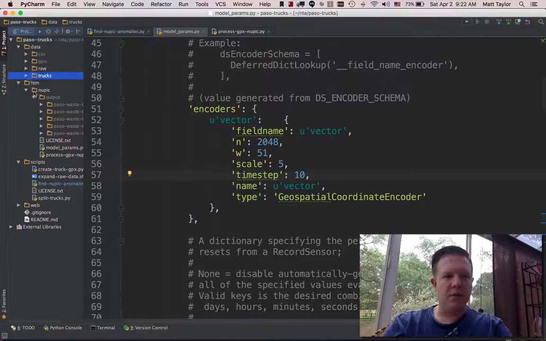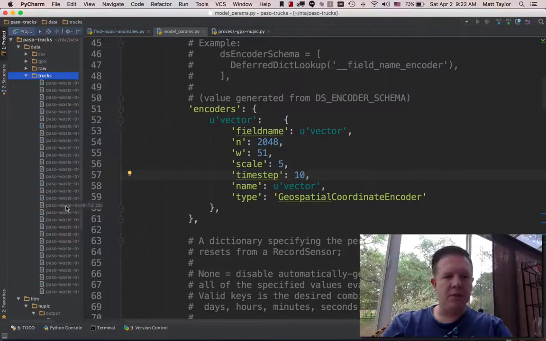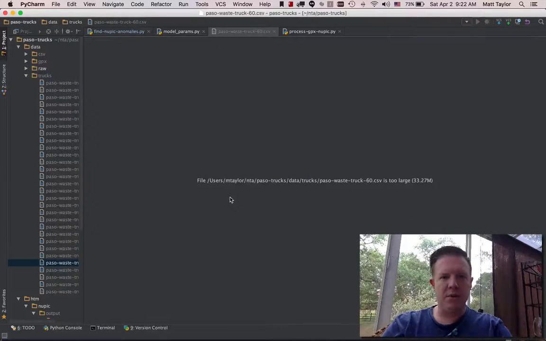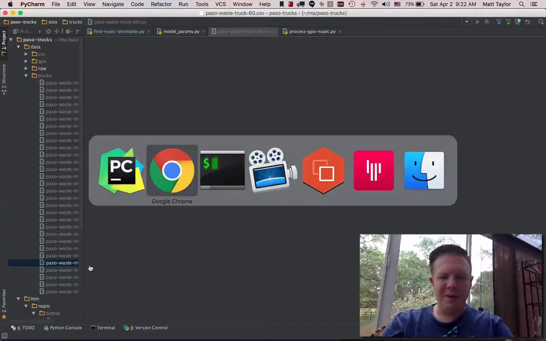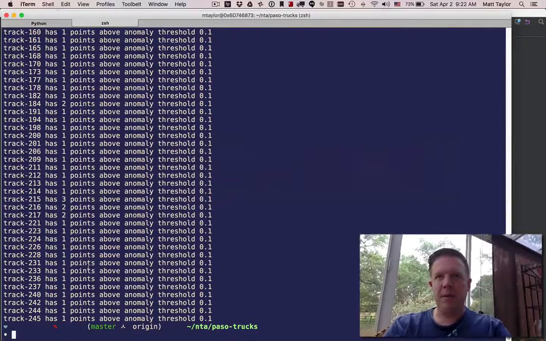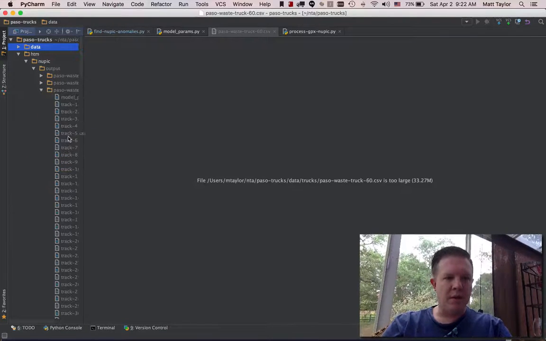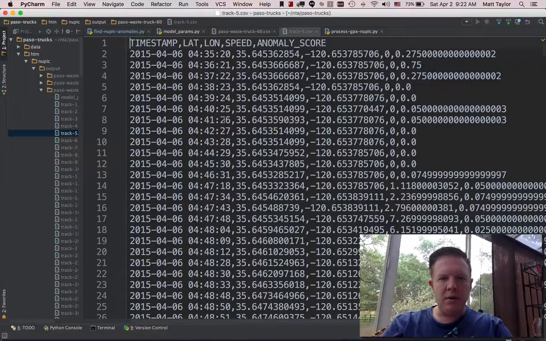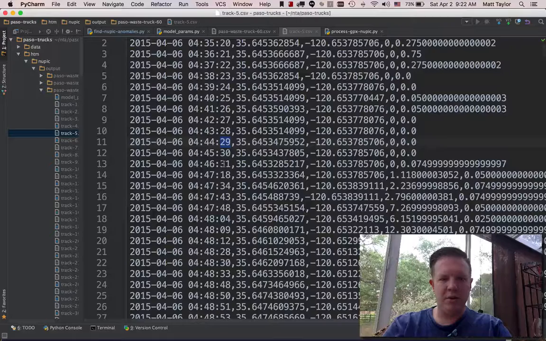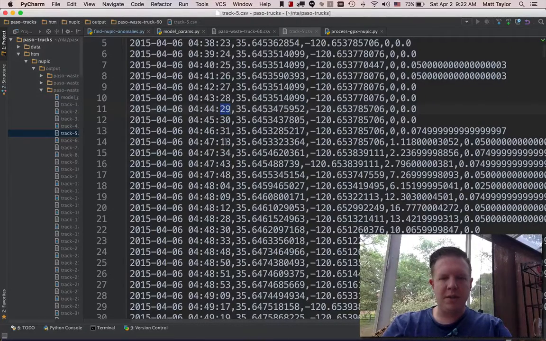Let me take a quick look at truck 60, which is the one I'm looking at. I'm using truck 60 because Jed told me that it was anomalous, like something happened. So I'll just look at the output. These look like second intervals, 29, 30, 31. It's kind of inconsistent, but you can see there's 9 seconds between this, 5 seconds between this. So the intervals are not regular.